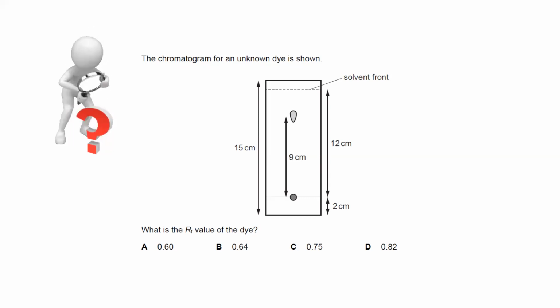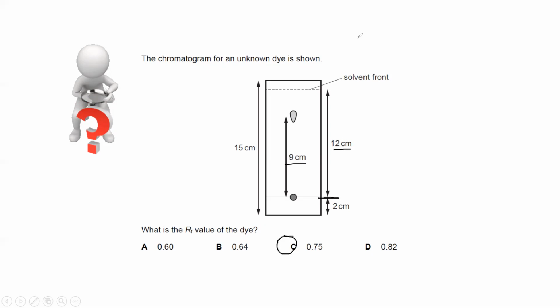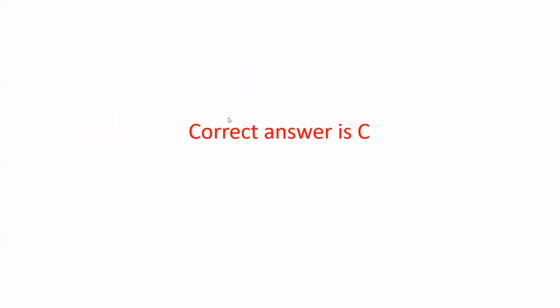Yeah, that's right. C is the correct answer, because the distance moved by the spot from origin is 9, and the distance moved by the solvent from origin is 12. So we take both distances from origin, so 9 by 12 is 0.75. So C is the right answer for this question.